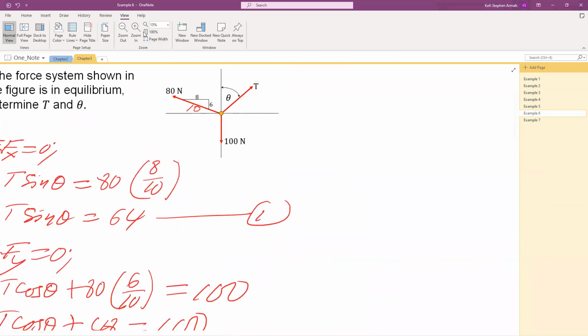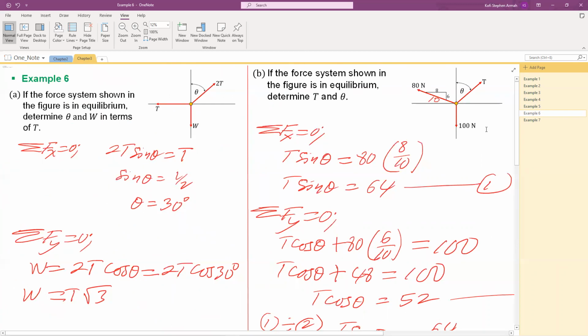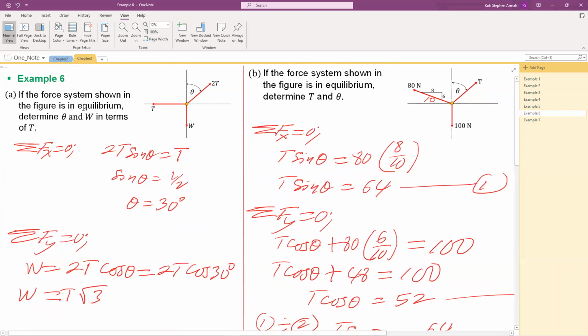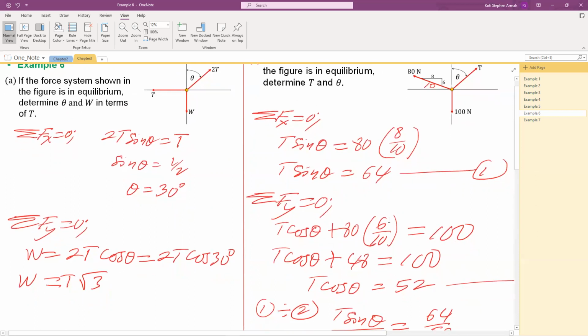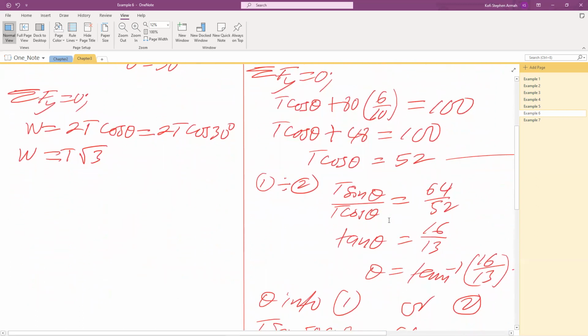So I've been able to solve this example. I've done example 6 for you. There are 2 parts, example 6 A and B, and if you have a question, you can ask. I'll do the next examples maybe soon or later on. Okay, all right.